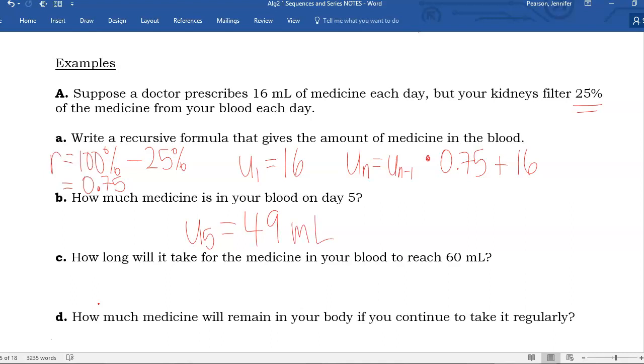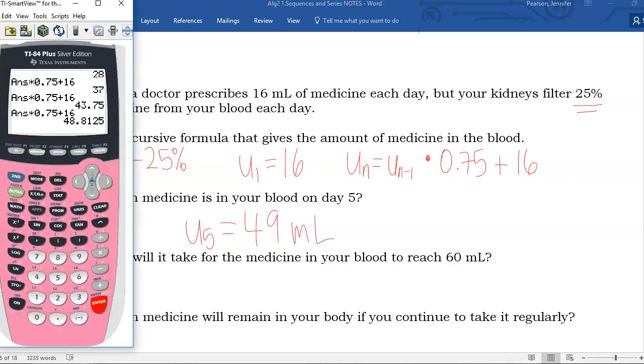How long will it take for the medication in your blood to reach 60? Since I already have this keyed into the calculator, I'm going to keep hitting enter and count as I go. I'm going to count how many more enters it takes to reach 60. So on day 5, I have 48. Here's day 6, day 7, day 8, day 9, day 10. It takes me 10 days to reach 60 milliliters.